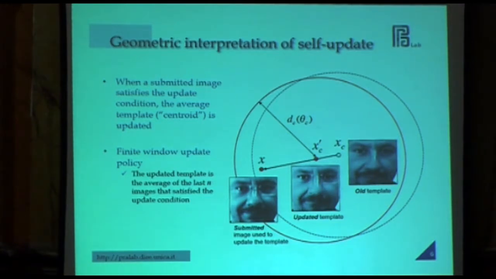In this geometric setting, when you self-update the template, you can imagine that you use a sort of averaging between the two images: the old template, which is the current template that becomes the old, and the image that you are using for self-updating the template. So in a geometric setting, you can imagine that you are moving your template, and the update corresponds to a shift of the template in the feature space.